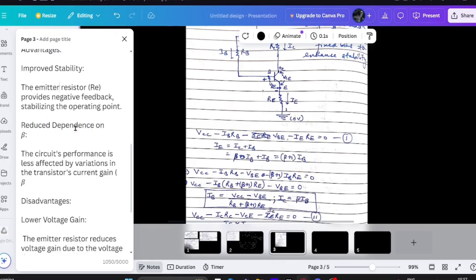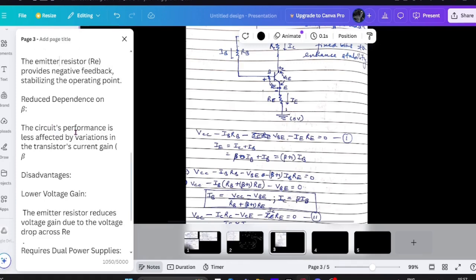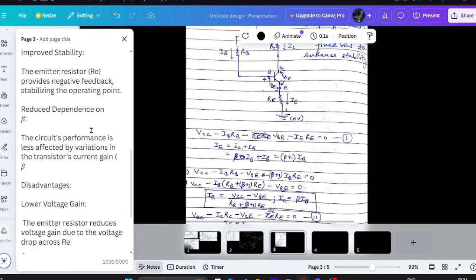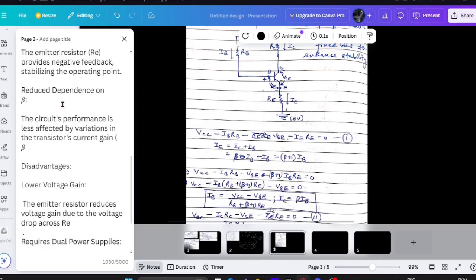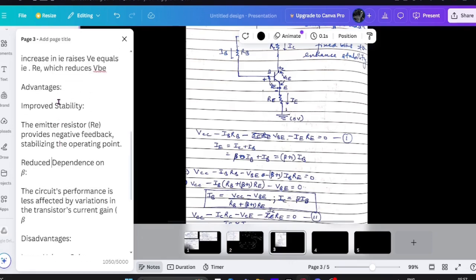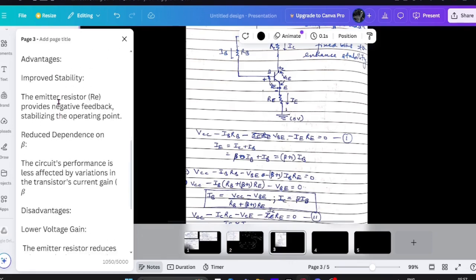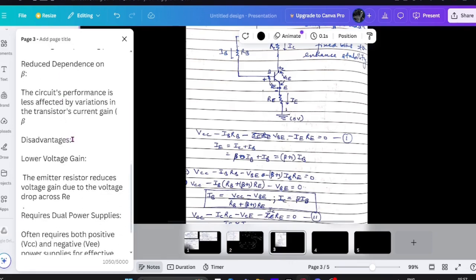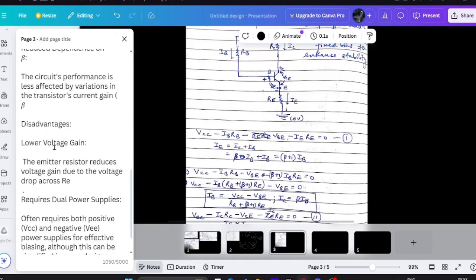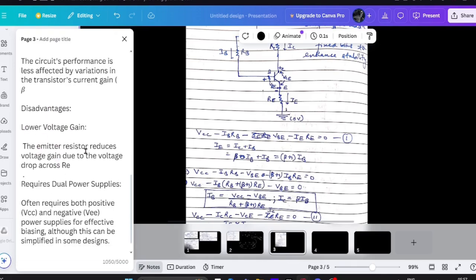And there is the reduced dependence on beta. Since beta is very thermally sensitive, the IC varies, which in turn varies the VCE, which in turn varies the VBE. And since in this configuration it is very less dependent on beta, that's why it is a better option for us.